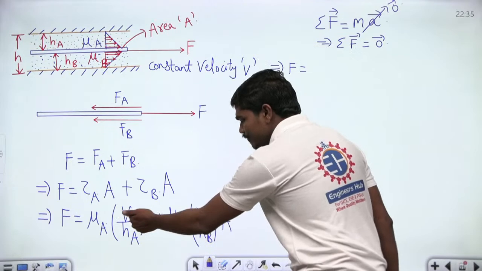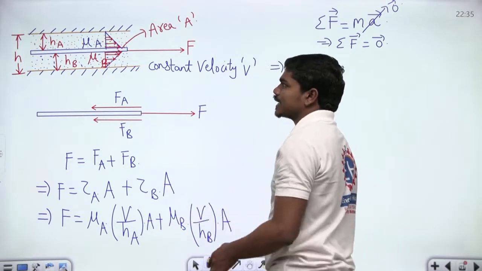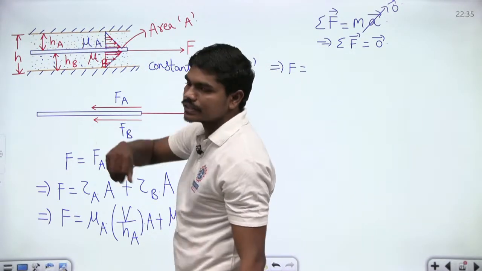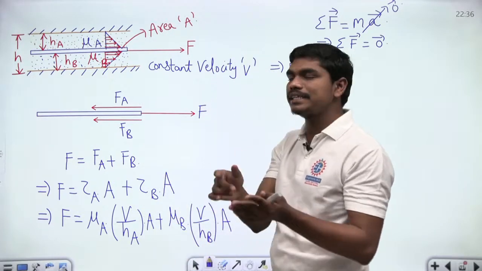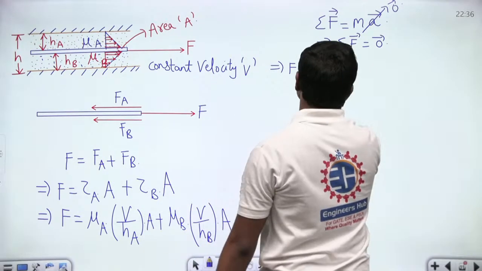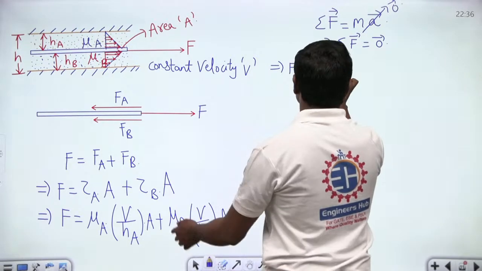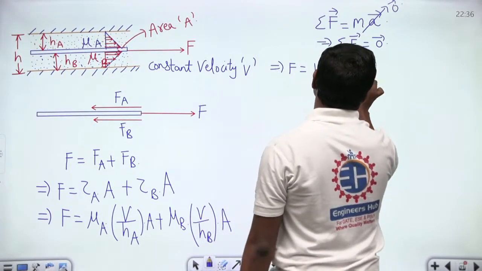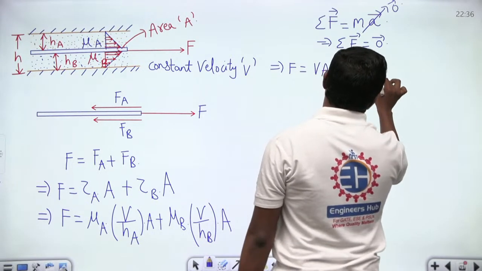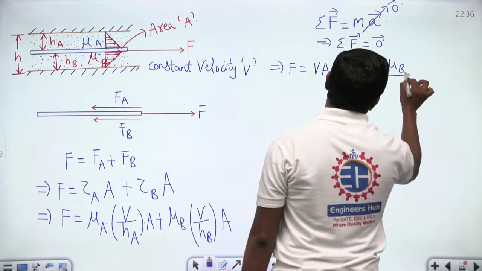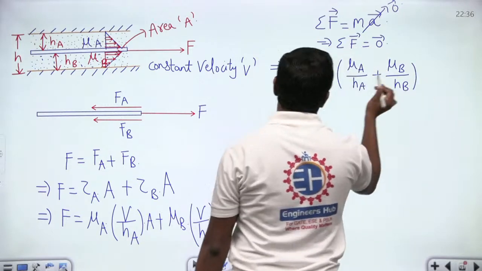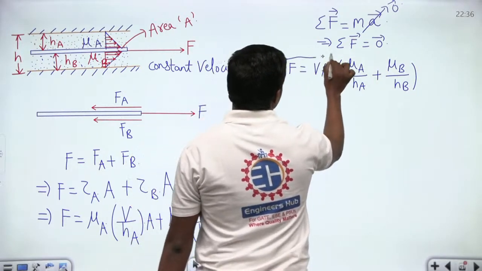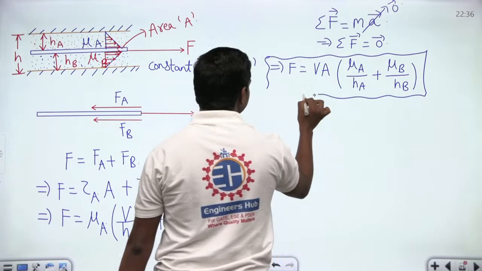So definitely you can see V is common in both the cases, and also you can see the top surface and the bottom surface areas of the plate that are in contact with the fluid is same. So if you take this VA out from both the terms, then you have VA into (mu A by HA plus mu B divided by HB). This is the total force that you need to move this plate at some uniform velocity V.